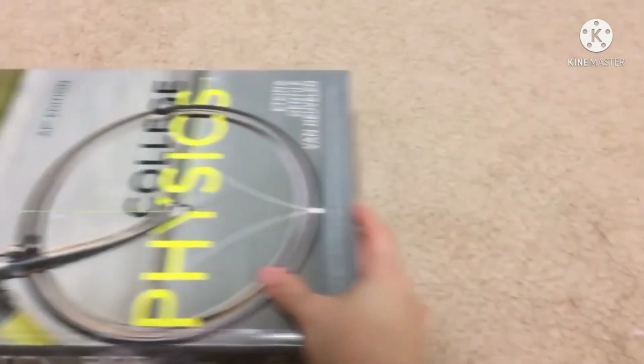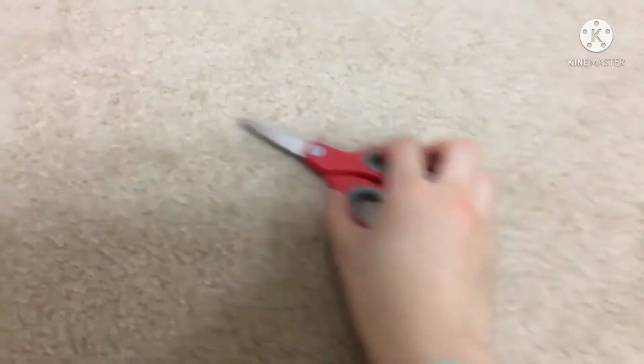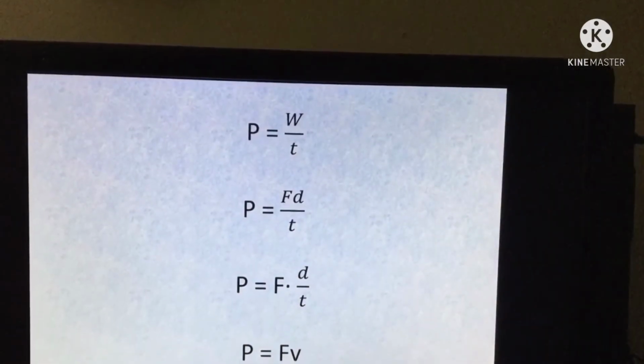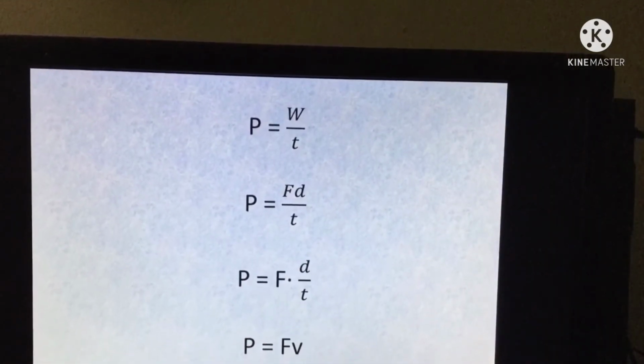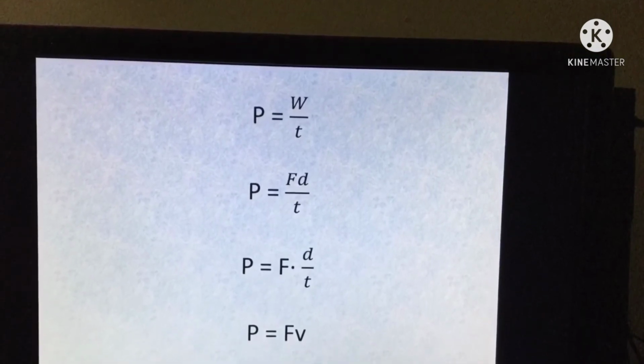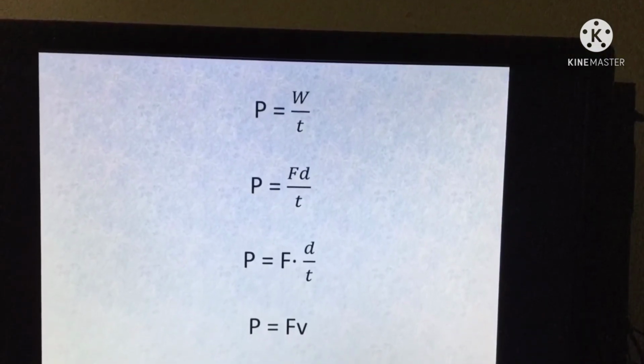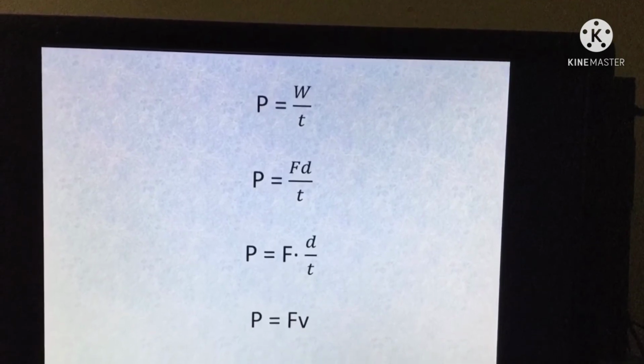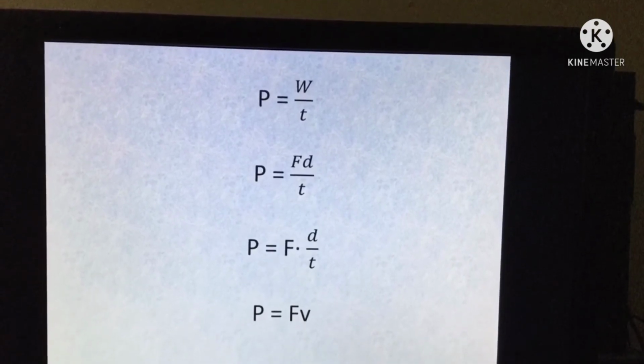The final concept is power, or the rate at which work is done. The formula for power is P equals W over t, which is power equals work over time. Since work can also be written as force times displacement, however, power can also be written as force times displacement over time, or force times velocity.